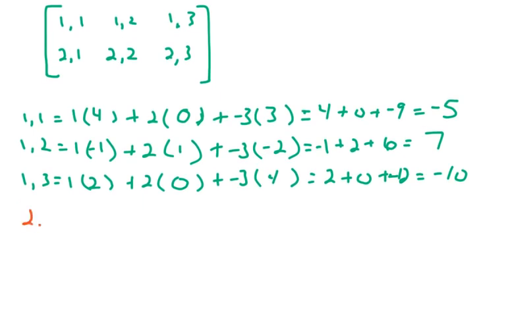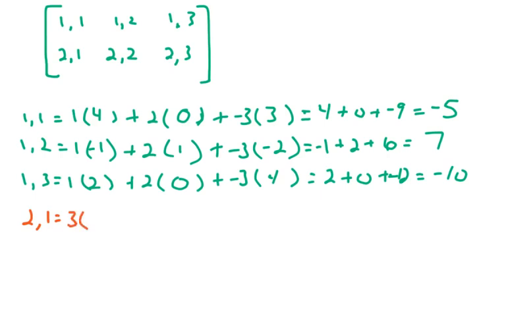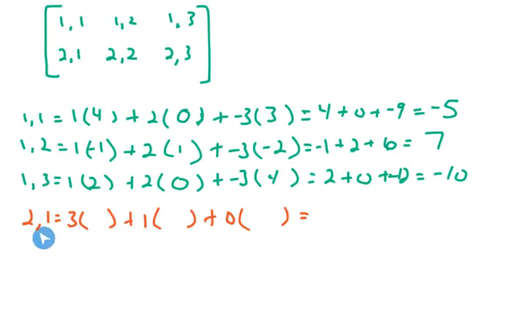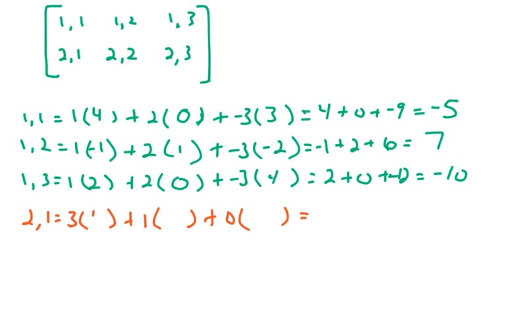So I'm going to do row 2, column 1. So now row 2 of matrix C is these, so 3, 1, and 0. Then these numbers are going to be pretty easy. And then we're going to use column 1 of matrix A. So again, we're going back to column 1. So 4, 0, 3 goes in our parentheses. 3 times 4 is 12. 1 times 0 is 0. 0 times 3 is also 0. This is going to give us a 12.